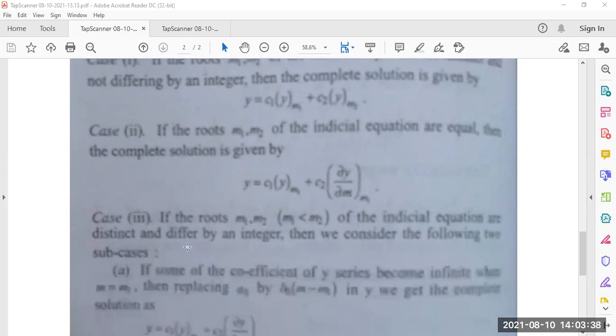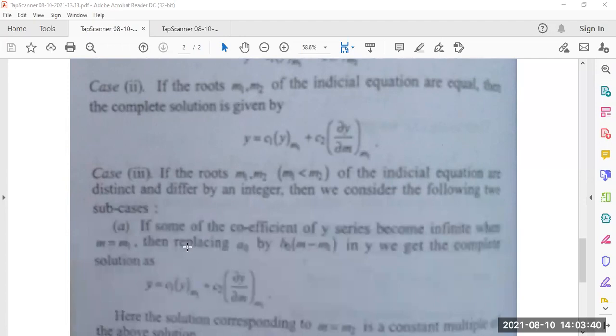Now case 3. Case 3 is given that the roots m1, m2, where m2 is greater than m1, of the initial equation are distinct and differ by an integer. That means both of the roots are integers. First, case 1 was both roots not differing by an integer. Case 2 was both roots equal; they may be an integer, they may not be an integer.